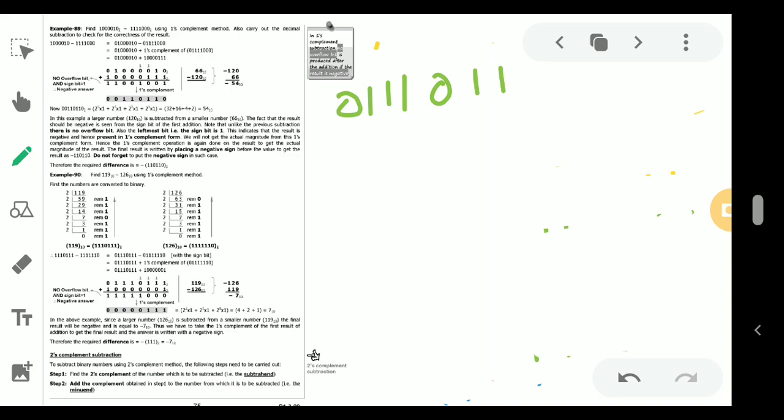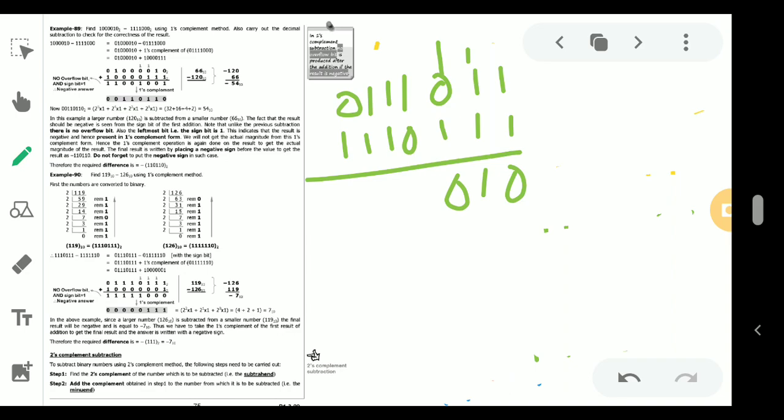011, and the 2's complement number is 111011. Now we are adding: 1 plus 1 is 0, carry 1; 1 plus 1 is 0; 0 plus 1 here is 1, and carry 1 is there. Again 1 plus 1 is 0, carry 1; again 1 plus 1 is 0, carry 1; 0 plus 1 plus 1 is 0; 0 plus 1 is 1, and carry is 1. Again 1 plus 1 is 0; 0 plus 1 is 1, carry 1. Again 1 plus 1 is 0, carry 1, and that particular carry I have brought out.